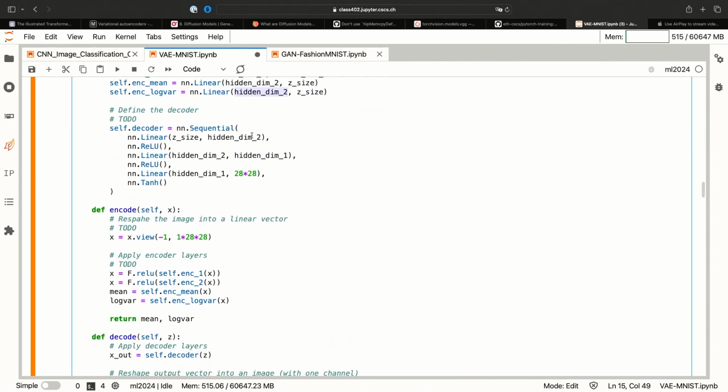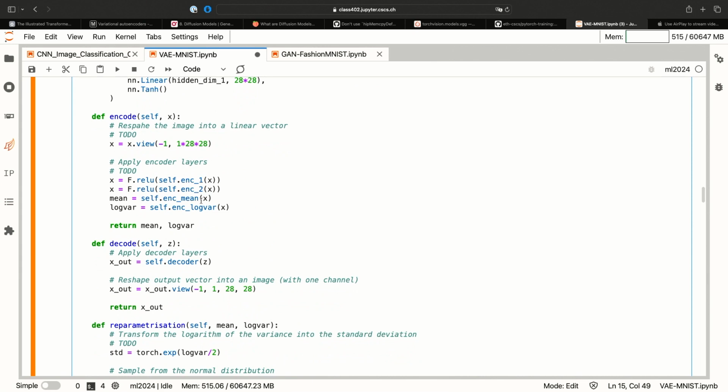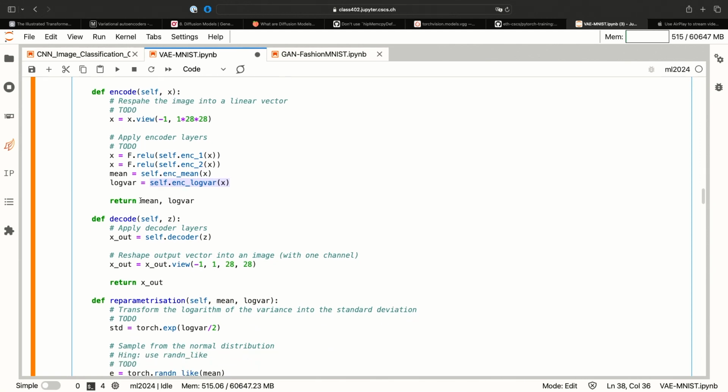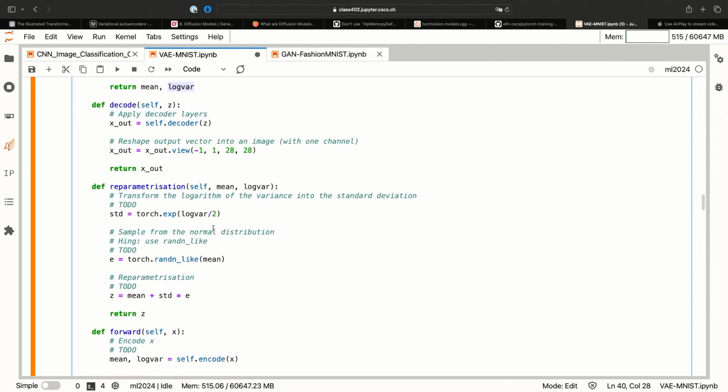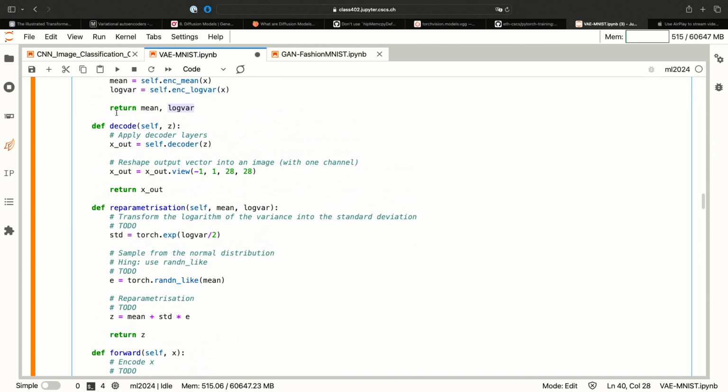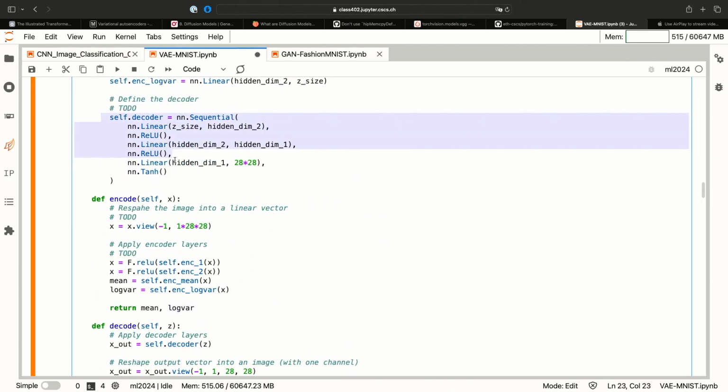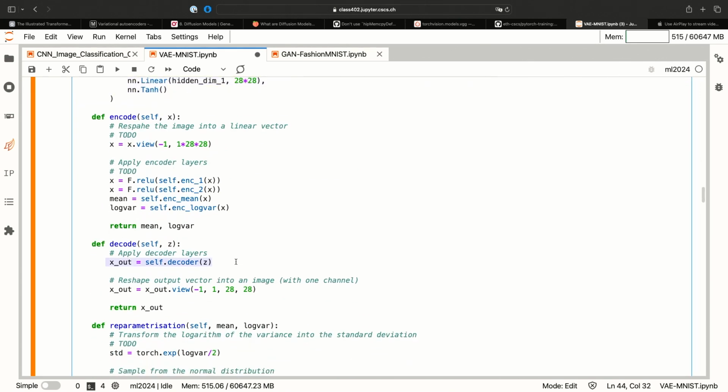Hidden dimension 2. And now you can pass it to both the encoder that gives you the mean and then the encoder that gives you the logarithm of the variance. And then from the encoder, you can return a tuple of both tensors. And then the decoder, since we define it as a linear layer, is very easy. You just apply the decoder.